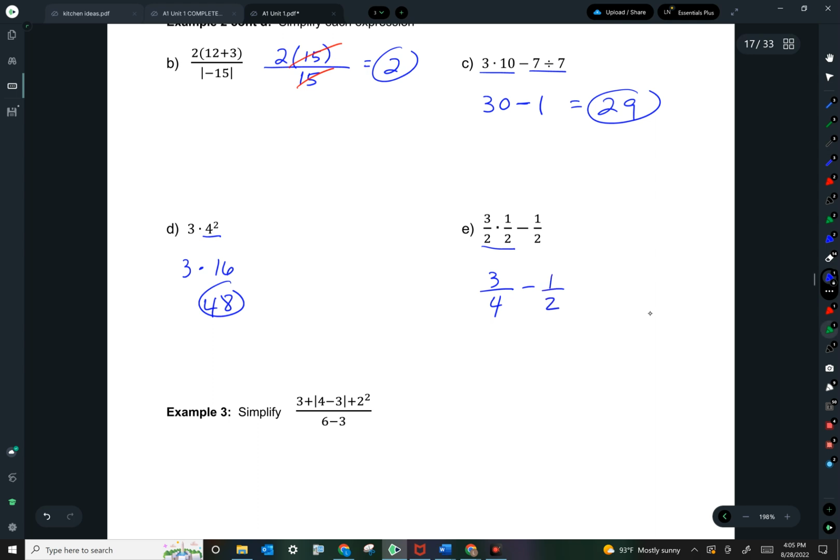And you know, in order to subtract fractions, you have to have a common denominator. So if I want my denominator to be 4, I'm going to have to multiply this by 2. Whatever you do to the bottom, you have to do to the top. So what I actually have here is 3/4 minus 2/4, which gives me 1/4.